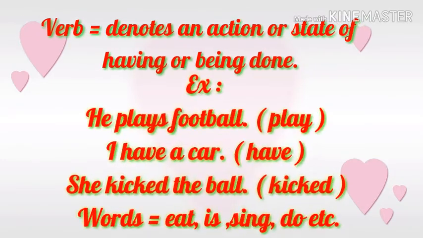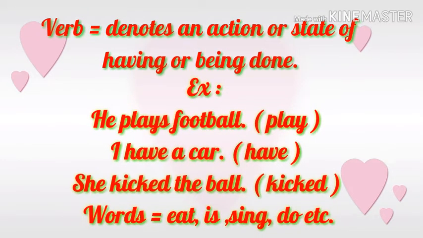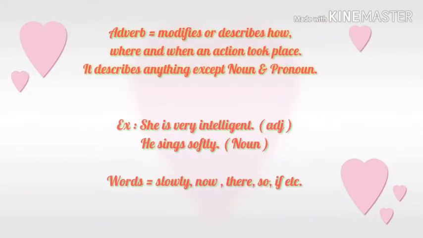Now come to the fourth part of speech, which is known as verb. Very simple. Verb is what? It is a word that denotes an action or state of being or having. For example, he plays football. Play is a verb. I have a car. Have is a verb. She kicked the ball. Kick is the verb. Like this, any action or state of having, performing something, doing something, these are known as verbs. Okay.